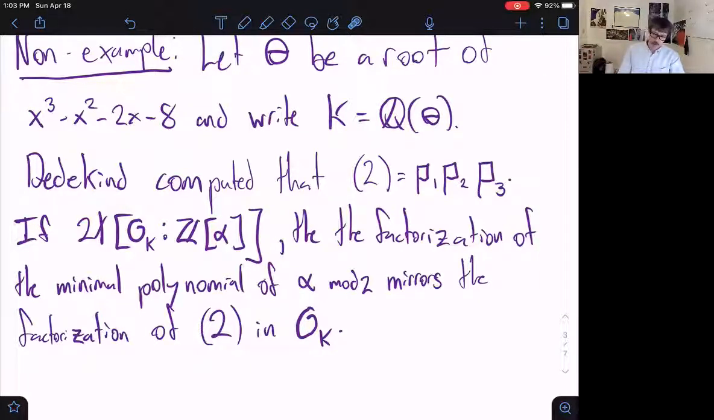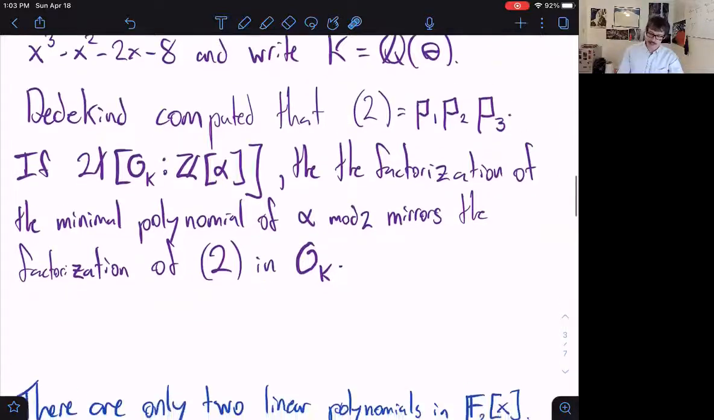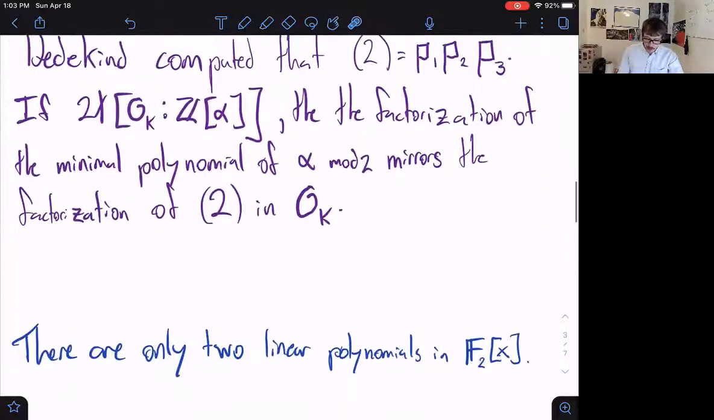So we're looking for a cubic polynomial that generates our number field and that factors into 3 distinct linear factors in F_2 adjoined x. Now this is one of those things, if you sit and think about for a minute or two, you realize we can't find such a cubic polynomial because there are only 2 linear polynomials in F_2 adjoined x. So this number field can't be monogenic.